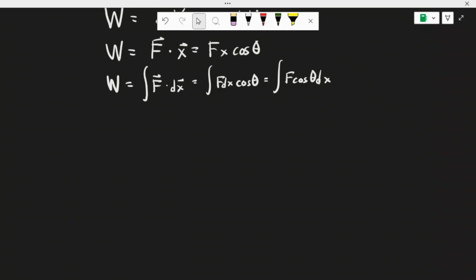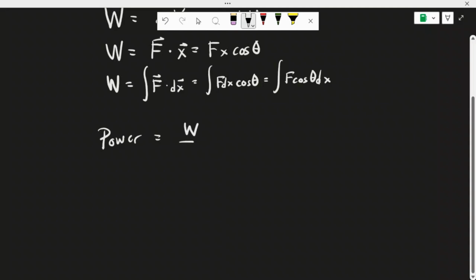Now we got to talk about power. Remember that power is equal to the amount of work done over time. So this would be equal to the change in kinetic energy over time. This is when some kind of engine or something like that will give you some kind of power output. We know that the power times the time is equal to the work done by that engine.